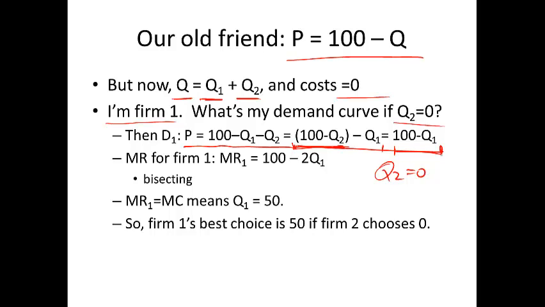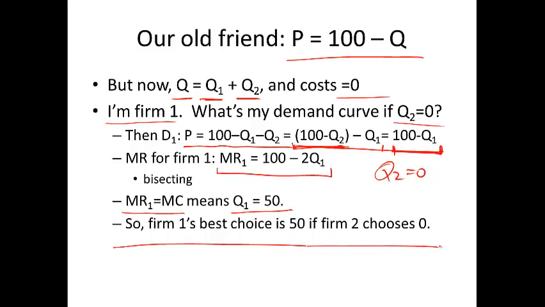So, stepping back again, if the other firm, firm 2, produces 0, then firm 1's demand curve is just P equals 100 minus Q1. Then the marginal revenue for firm 1, MR1, is just 100 minus 2Q1 by our bisecting approach. Setting MR equal to MC for firm 1 then results in a solution of Q1 equals 50. So bottom line, firm 1's best choice is 50 if firm 2 chooses to produce 0.